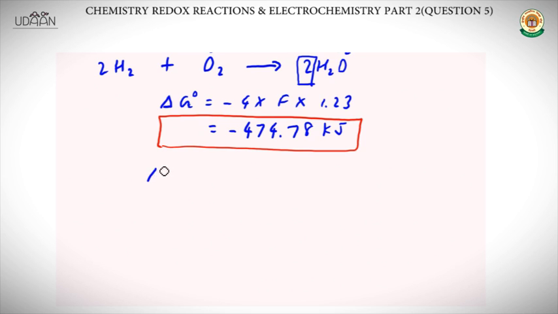So we'll use the equation delta G is equal to delta H minus T delta S.